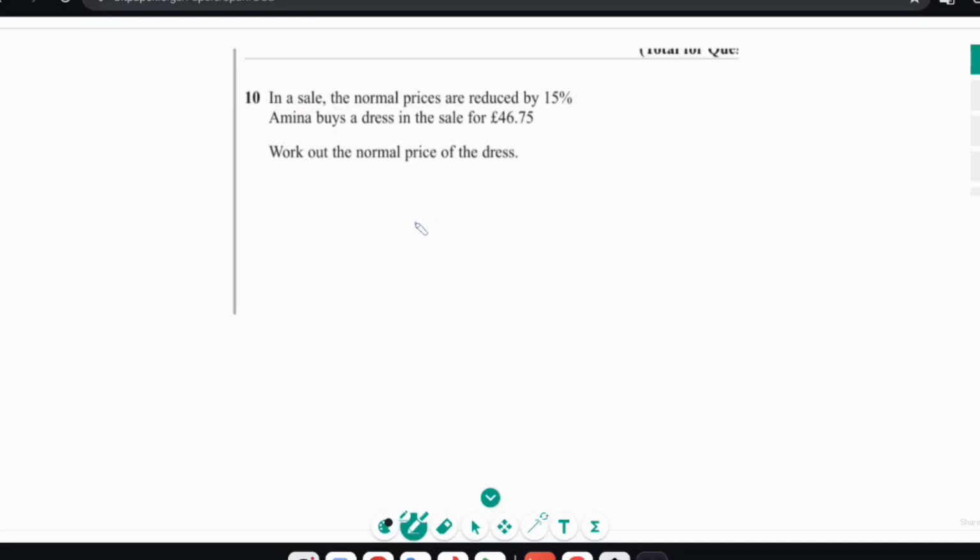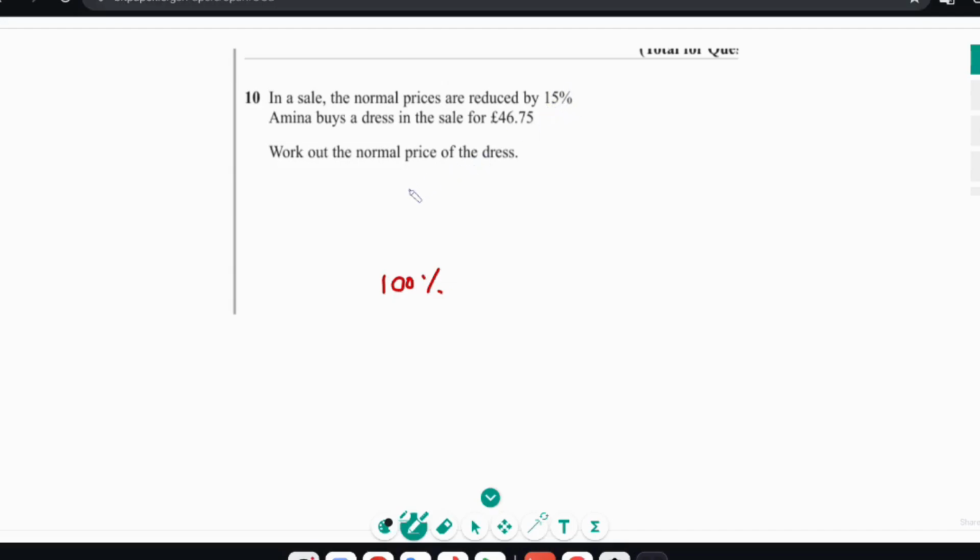In a sale, the normal prices are reduced by 15%. Amina buys a dress in the sale for £46.75. Work out the normal price of the dress. There are a couple of different ways of doing this. I'm going to look at the original amount as 100%. That's what I need to work out.